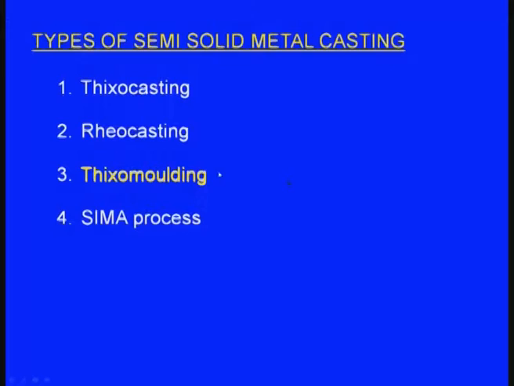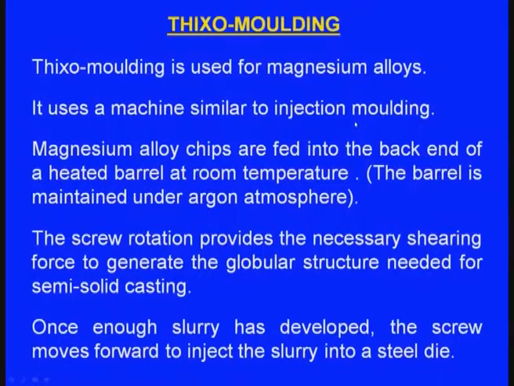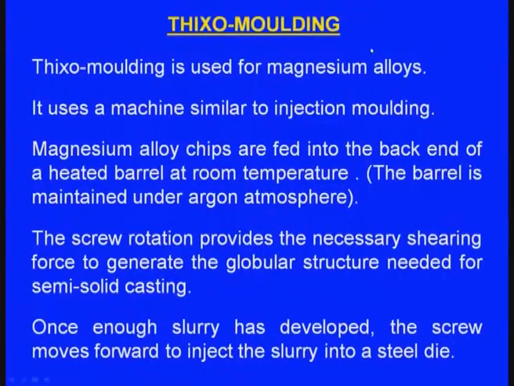Next one, thixomolding. What is this thixomolding? Thixomolding is used for magnesium alloys. This can be used only for magnesium alloys. It uses a machine similar to injection molding. Generally, injection molding is used for producing plastic components. So, a similar machine is used for thixomolding.